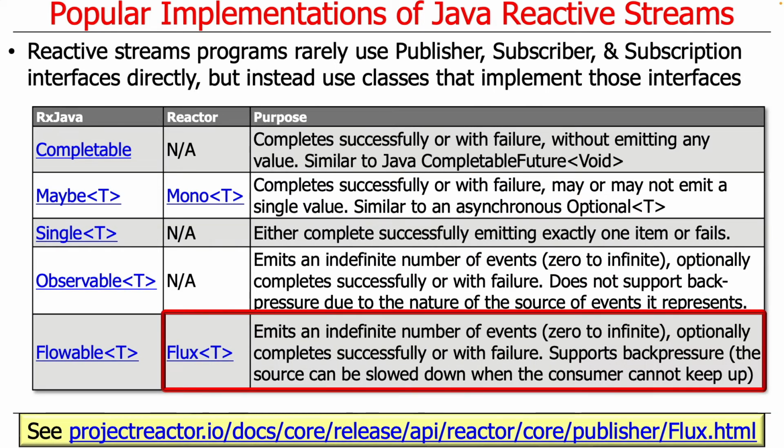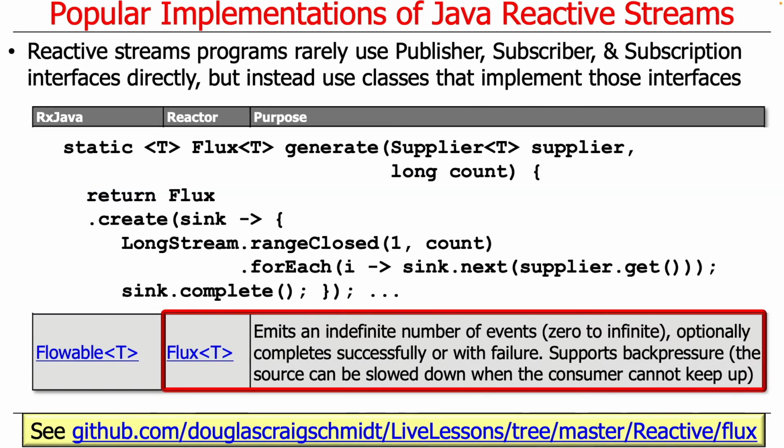There's also something called a flux, which, unlike a mono, will emit an indefinite number of events from 0 to infinity, either completing successfully or failing. And this also supports something called back pressure, which is a form of flow control that ensures that a fast publisher can't overwhelm a slower subscriber. And there's a nice set of examples in this folder that show how to do that.